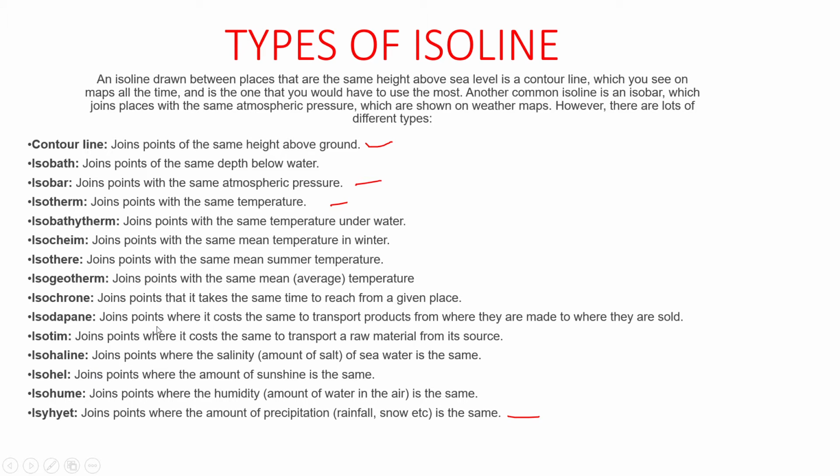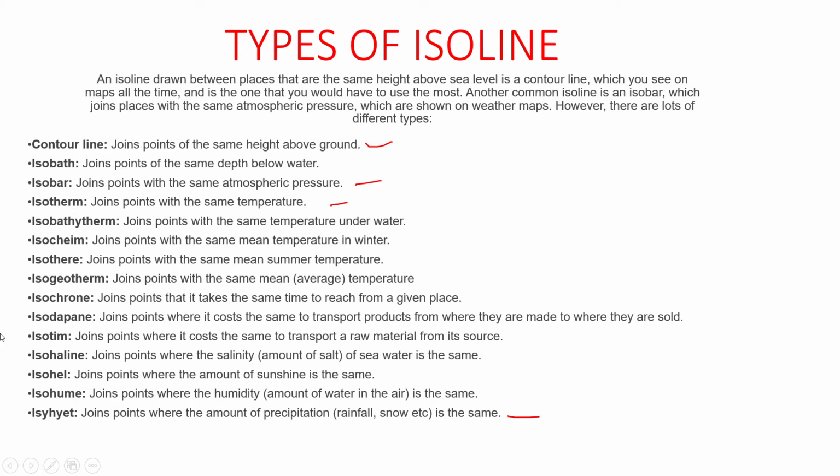Isotim, again a topic from economic geography from the industry chapter, joins points where it costs the same to transport a raw material from its source. Isohaline joins points where the salinity of seawater is the same. Isohel joins points where the amount of sunshine is the same. Isohume joins points where the humidity, or amount of water in the air, is the same. And lastly, the isohyet joins points where the amount of precipitation, rainfall or snow, etc.